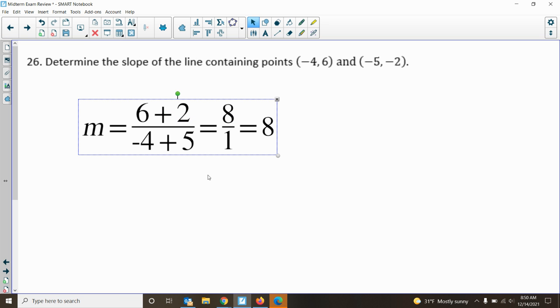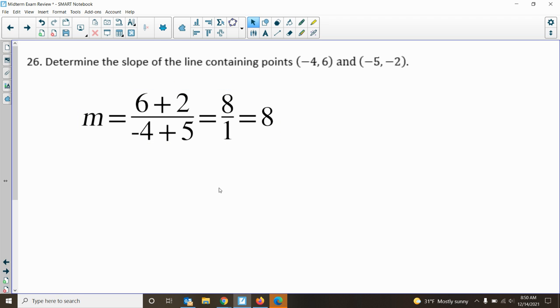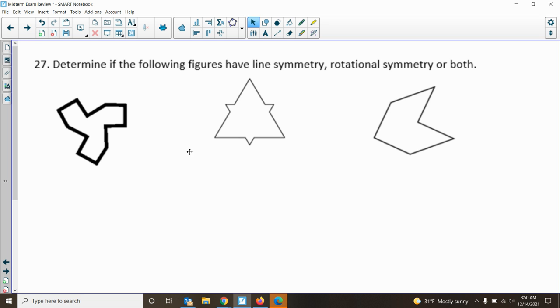Back to that question. There we go. Okay. Slope here is 8. No big deal. No need to graph it. Just do the change in the y's over the change in the x's.